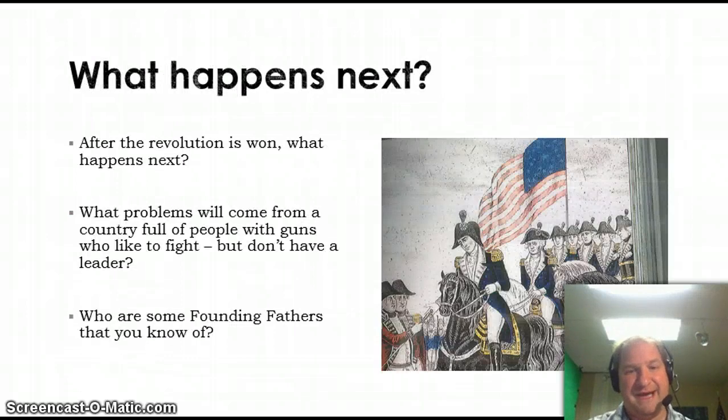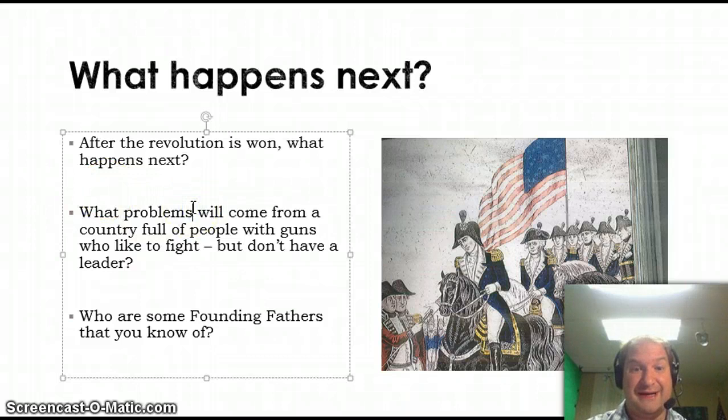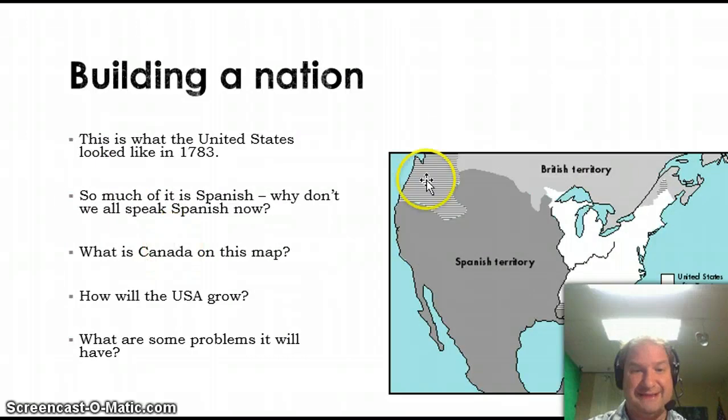So what happened next? We won a big war. Great. How do you run a country? Got a lot of people with guns. So this is what the United States looked like after the Revolution. Spain owns all of this. England still owns Canada. Who owns Oregon and Washington? No one really knows. So, yeah, you can see the United States doesn't have a lot. We're going to have to grow and expand.